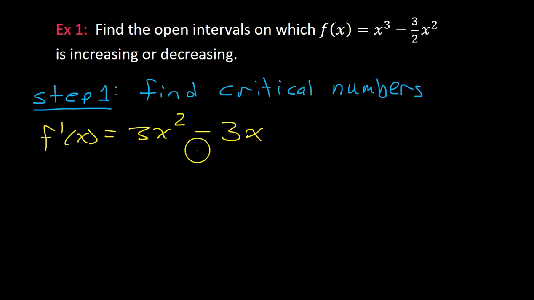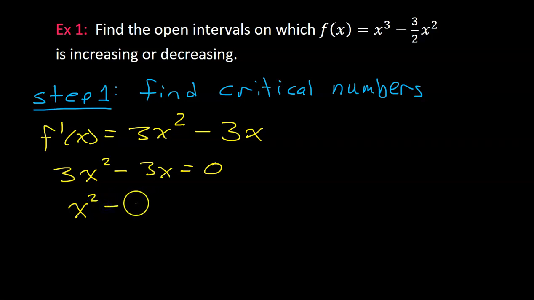Notice there are no denominators or anything like that, so there's nothing to cause the derivative to be undefined. So setting this equal to 0 and solving will give us all of the critical numbers. So we will set 3x squared minus 3x equal to 0. Both of these are divisible by 3, so might as well do that. Divide both sides of the equation by 3. That's going to give you x squared minus x is equal to 0.